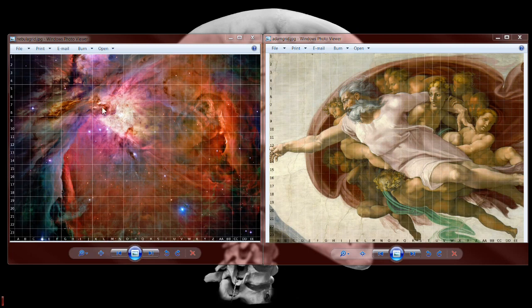And so there's no way that the Orion Nebula can be seen like this at all. Secondly, this painting, the Creation of Adam, was actually painted in 1511. The discovery of the telescope was in 1611, 100 years down the road, later than when he painted this.